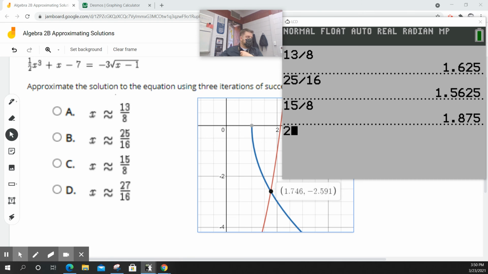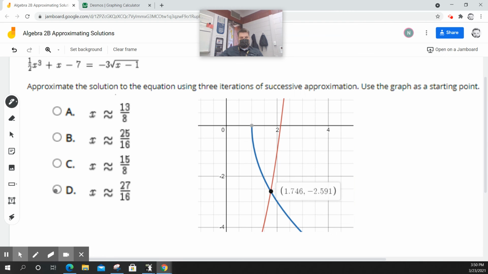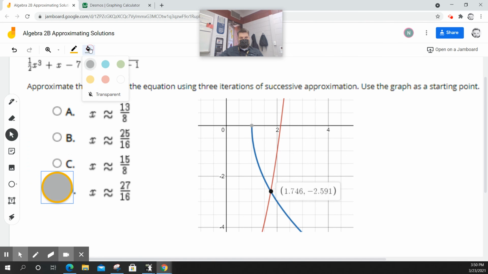Let's do the last one, see what we get. 27 divided by 16. I think that one's the closest. So that should be my answer is D. So D is the correct answer.